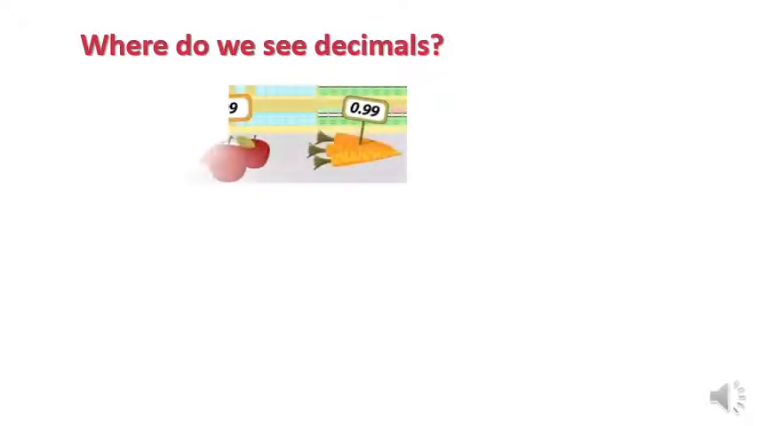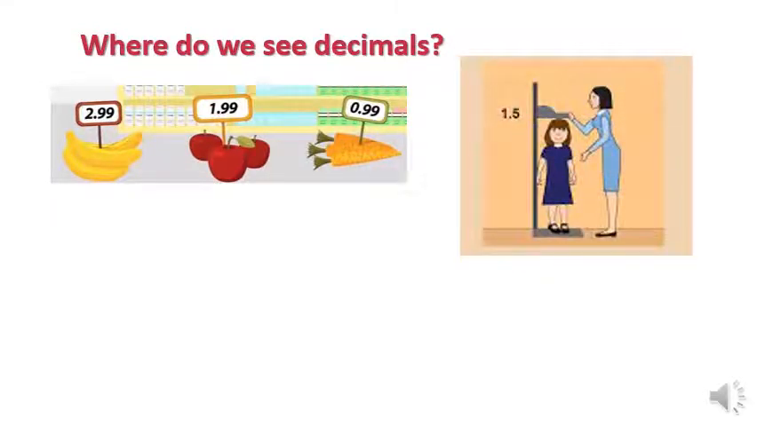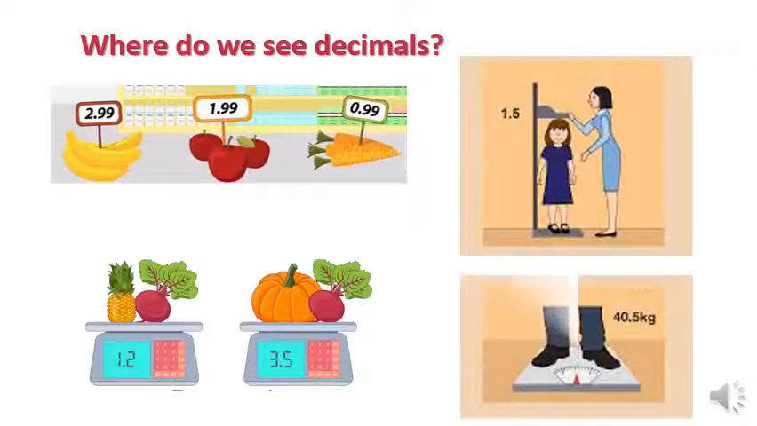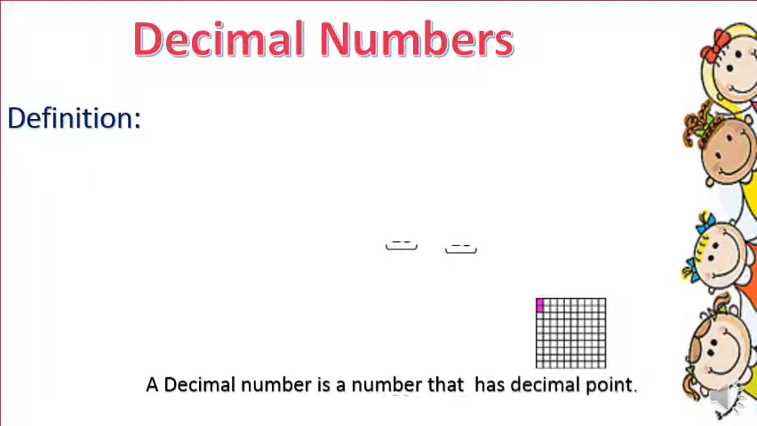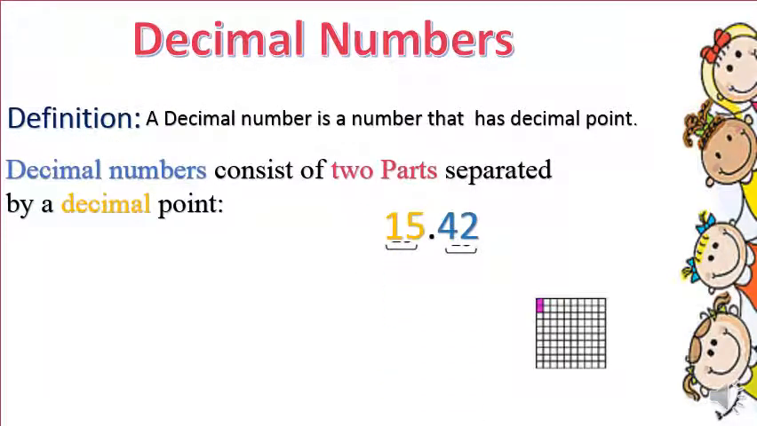We see decimal numbers in the prices. We see decimal numbers in our length. And we see decimal numbers in the weights and more others. So, let's learn more about decimal numbers. What is a decimal number? A decimal number is a number that has a decimal point. A decimal number consists of two parts separated by a decimal point.